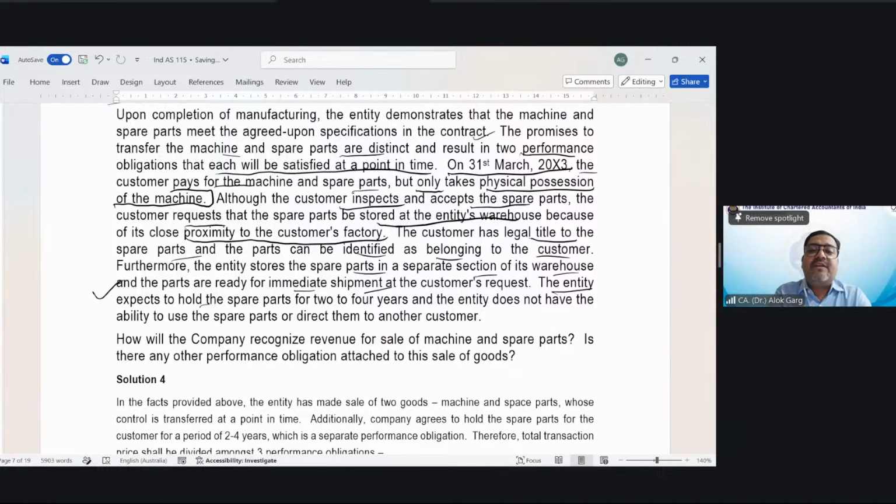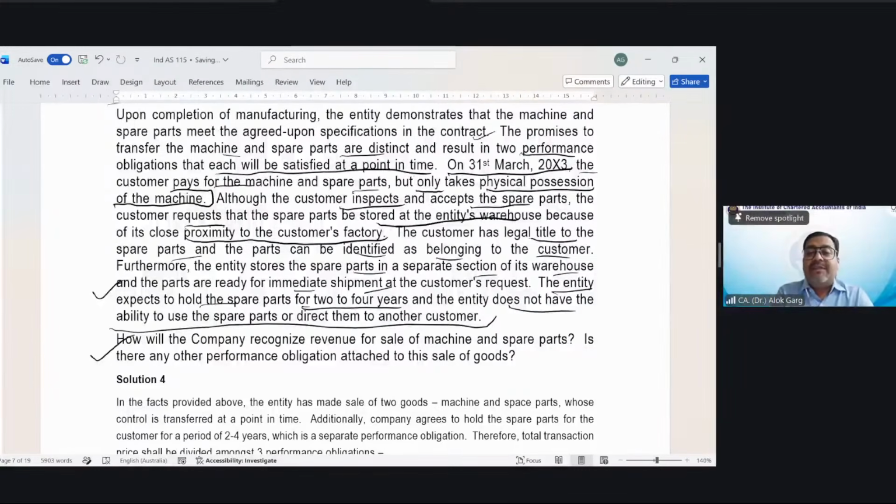The entity expects to hold the spare parts for 2 to 4 years, and the entity does not have the ability to use the spare parts or direct them to another customer. The customer wants the entity to hold the spare parts for 2 to 4 years. You remember the fourth condition? The entity cannot use these spare parts for its own benefit, or sell these spare parts to another customer.